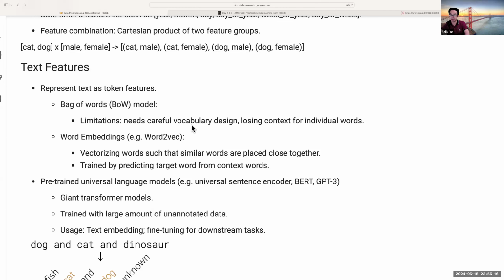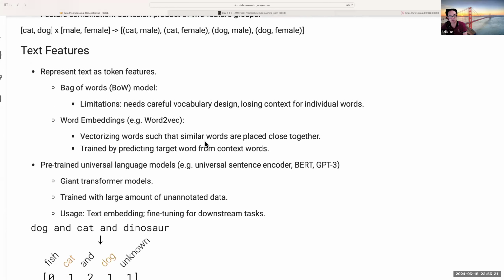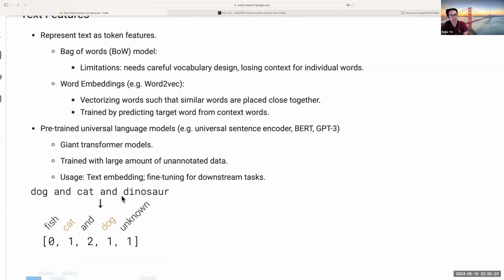It's very simple, but it has a lot of limitations. For example, dog and cat and dinosaurs. If this is my dictionary, that means I only count how many times each word actually shows up. For example, cat shows up once, that will be one. And shows up twice, that will be two. Dog shows up once, that will be one. The other word, dinosaur, is not commonly used, so it will be categorized as unknown. That will be one right here.